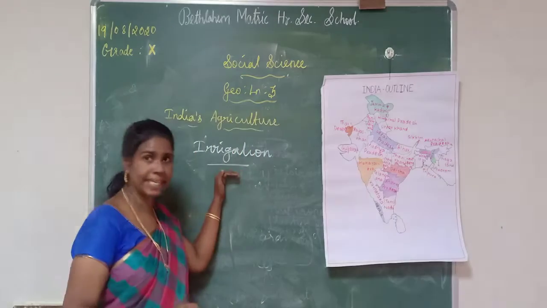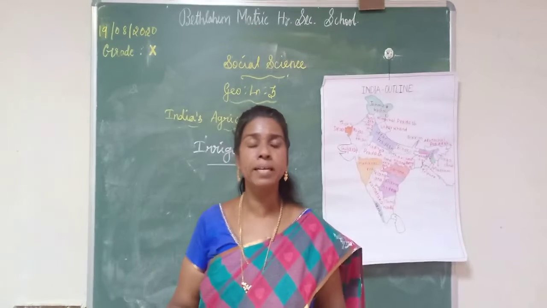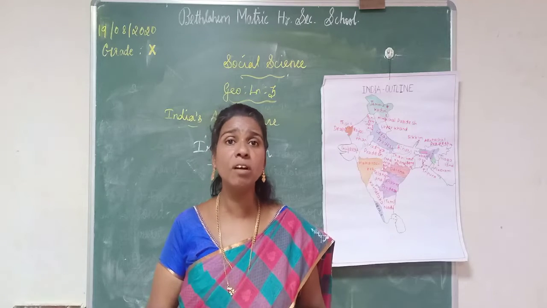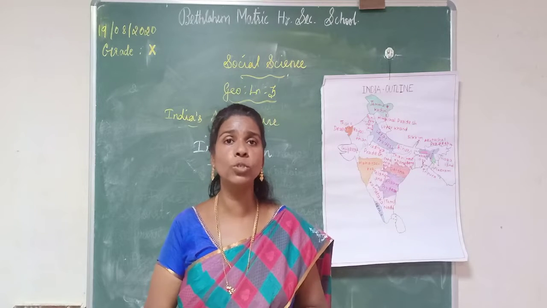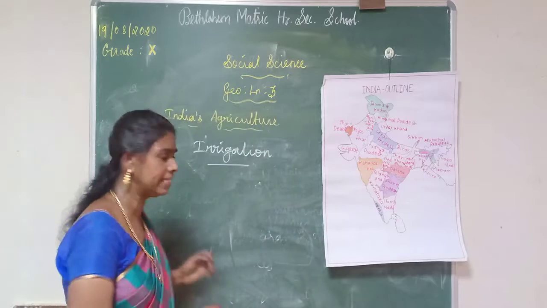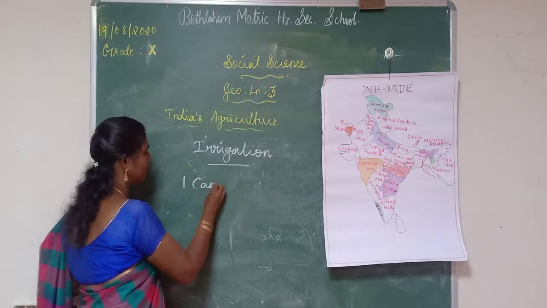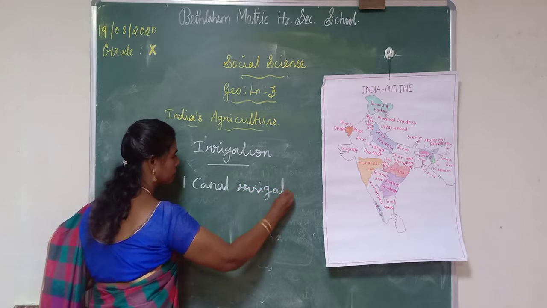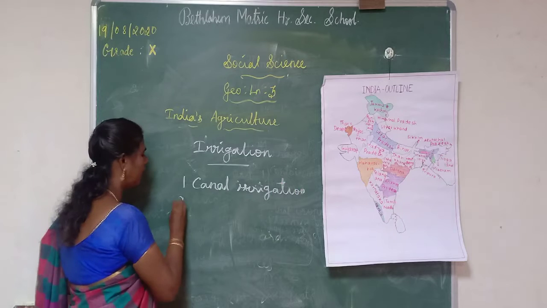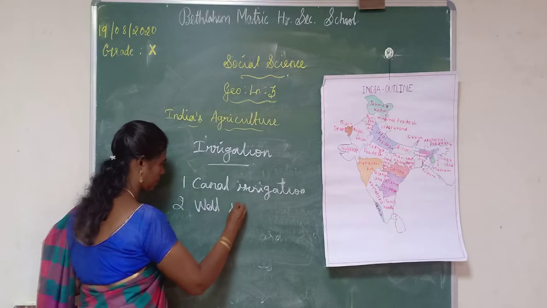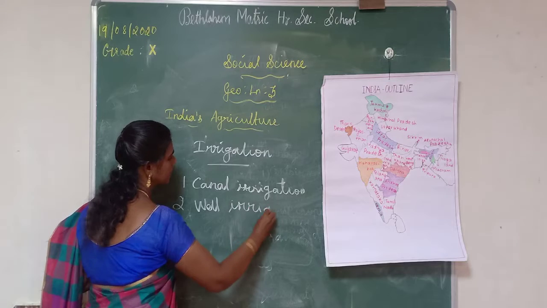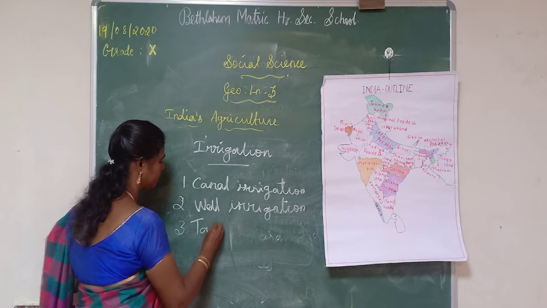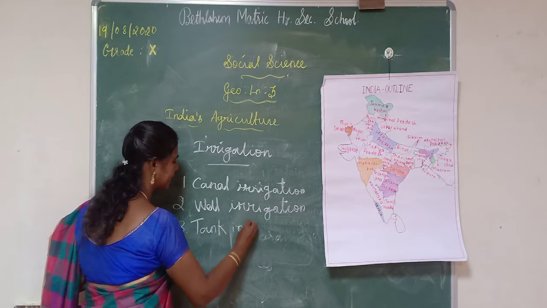Okay, listen here, next I am going to explain the main sources of irrigation. There are three main sources of irrigation. The first one is canal irrigation. Second one is well irrigation. And the third one is tank irrigation.